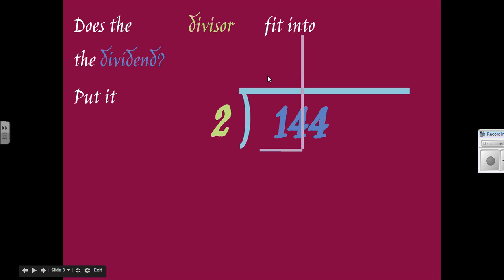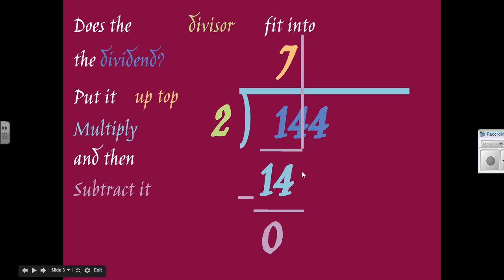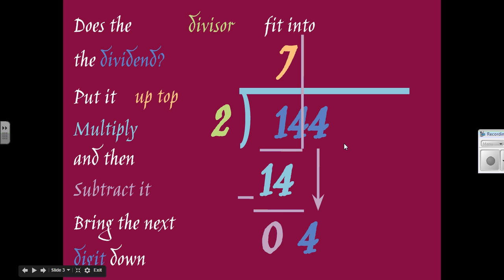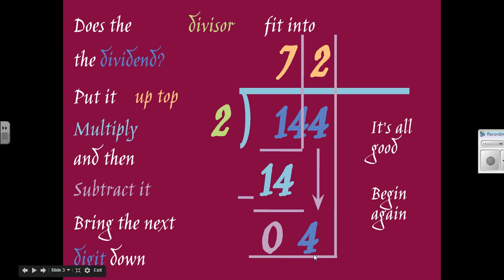So I'm going to put a 7 up top. 2 times 7, multiply, is 14. Multiply and then subtract it. 14 minus 14 is 0. Bring the next digit down. So I take my 4 and I bring it down. It's all good. Begin again.